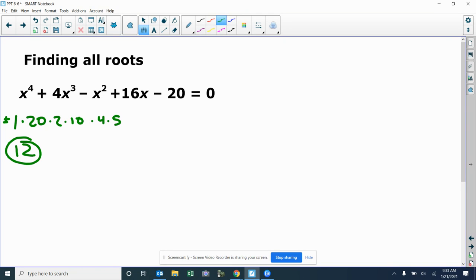Okay, so what's our first step? Graph it. So grab your calculator. See if you can figure out how we can eliminate some of those.